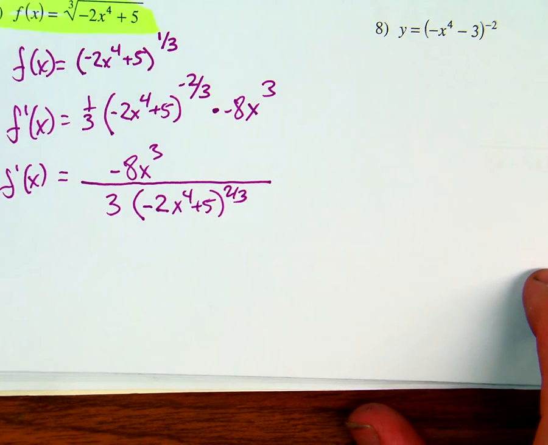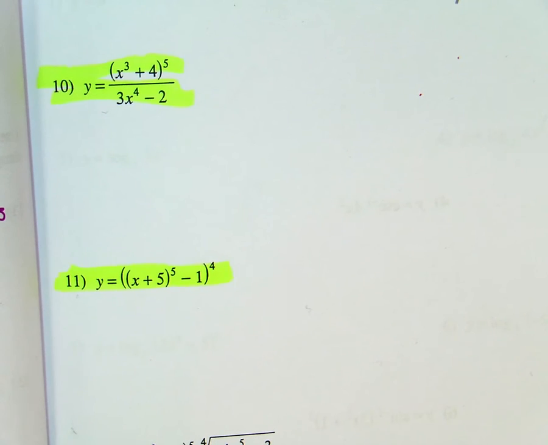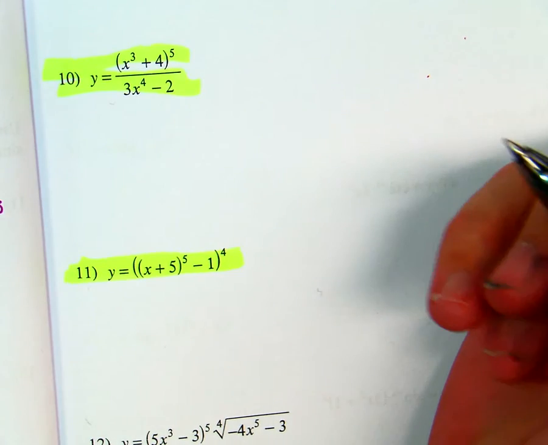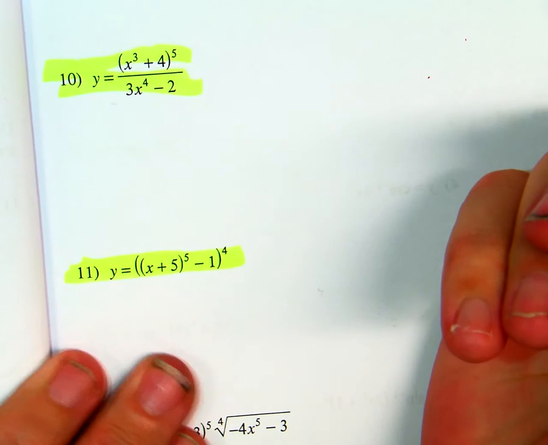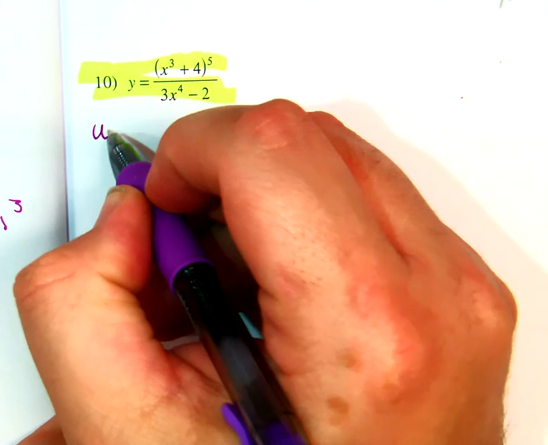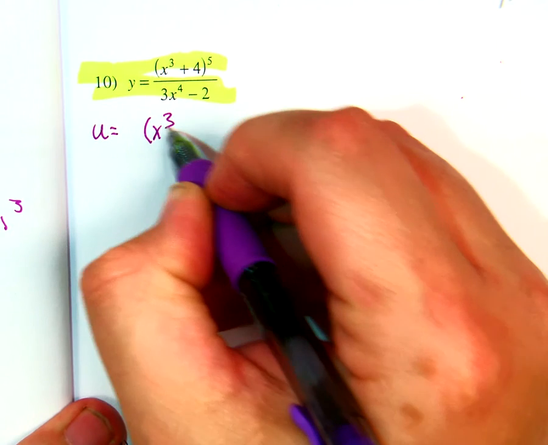Number 10. Ooh, they gave you a lot of space for that one. That must mean it takes a lot of room. All right. I'm going to do the u and the v for this. The u is the top, which is x cubed plus 4 to the 5th power.